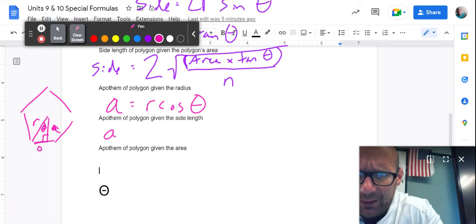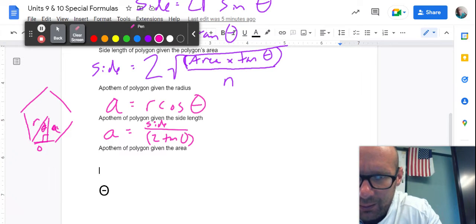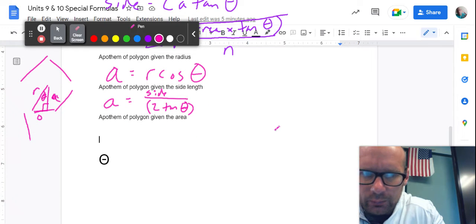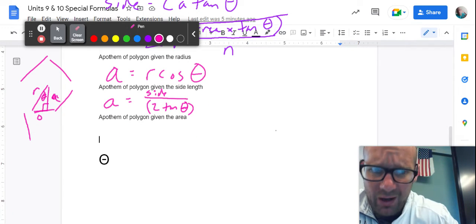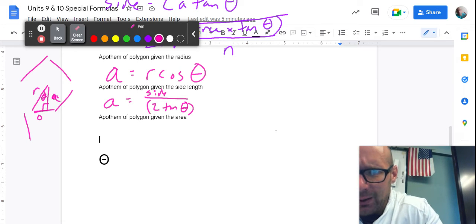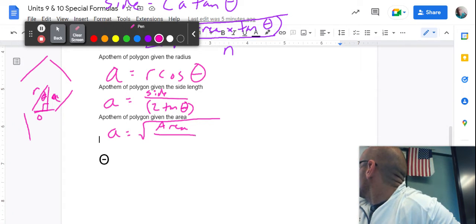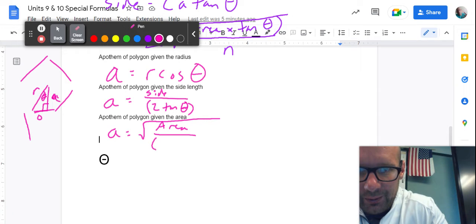If they give us a side length, the apothem is going to be the side divided by parentheses 2 tan theta. All right. Last and not least, the apothem of the polygon given the area. It's going to be the square root of the area divided by parentheses n tan theta, all underneath the square root.